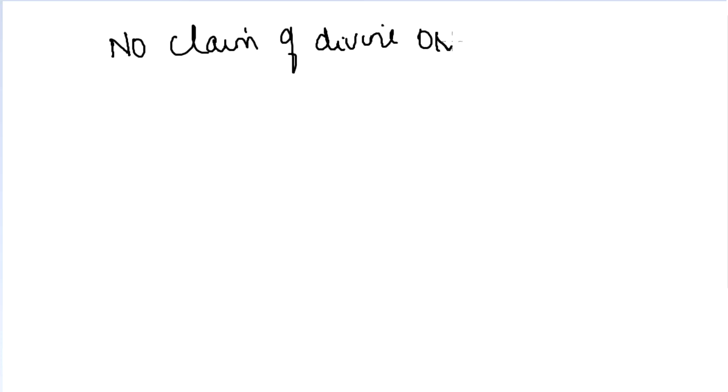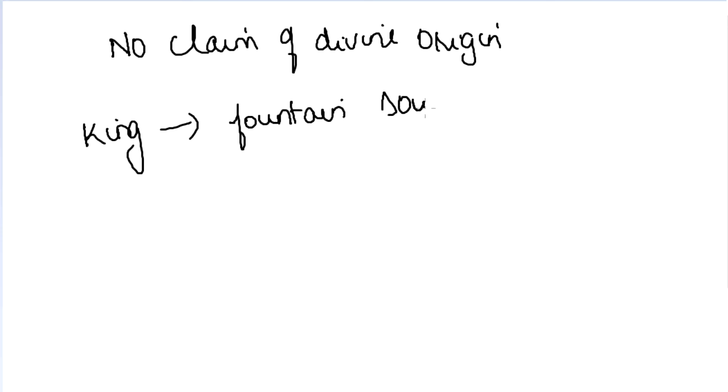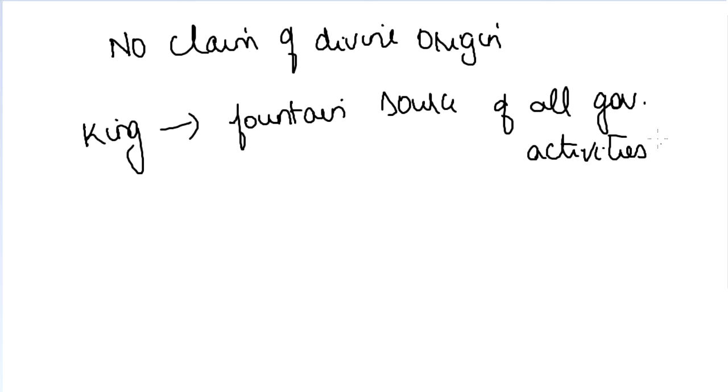The Mauryan king did not claim any divine origin. Yet they attempted to emphasize the connection between kingship and divine power. The king was the fountain source of all governmental activity. That was the main power of the king in Mauryan administration.